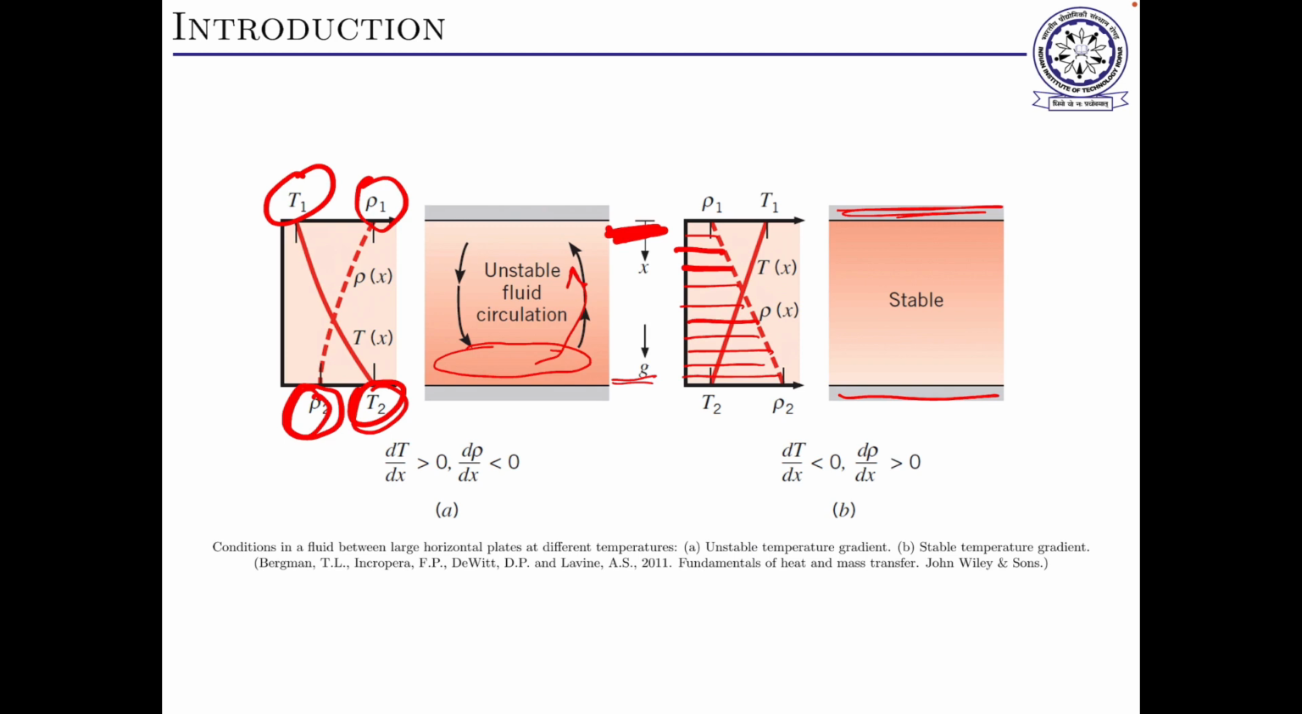So here, no bulk motion will take place. Only through some conduction, through some molecular diffusion, the heat will be transferred. But when things are unstable, some sort of cells will develop: cold fluid will come down, hot fluid will go up. These kinds of things happen once the instability starts.